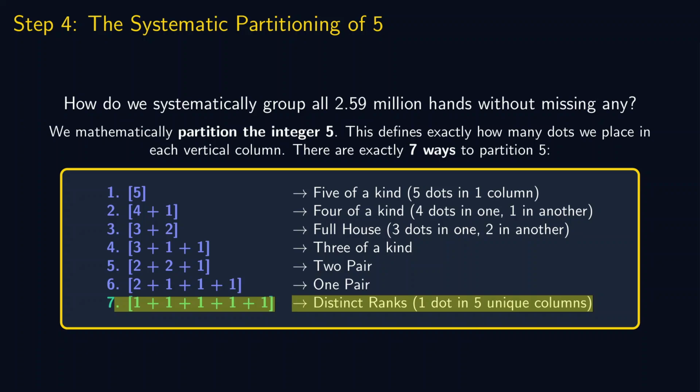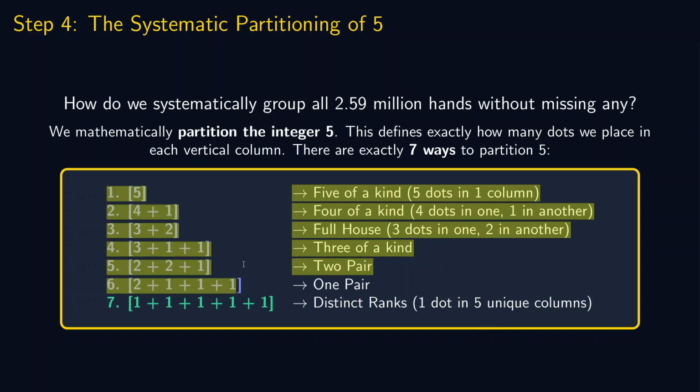These 7 integer partitions are exhaustive and mutually exclusive. That means together they cover every possible poker hand, and no hand belongs to more than one category. They are our 7 master partitions, and they will guide everything that comes next.